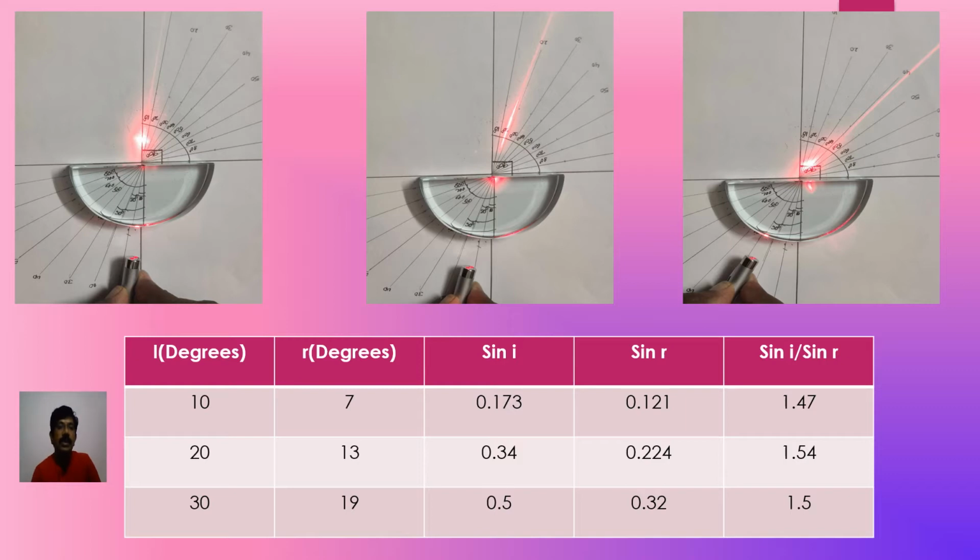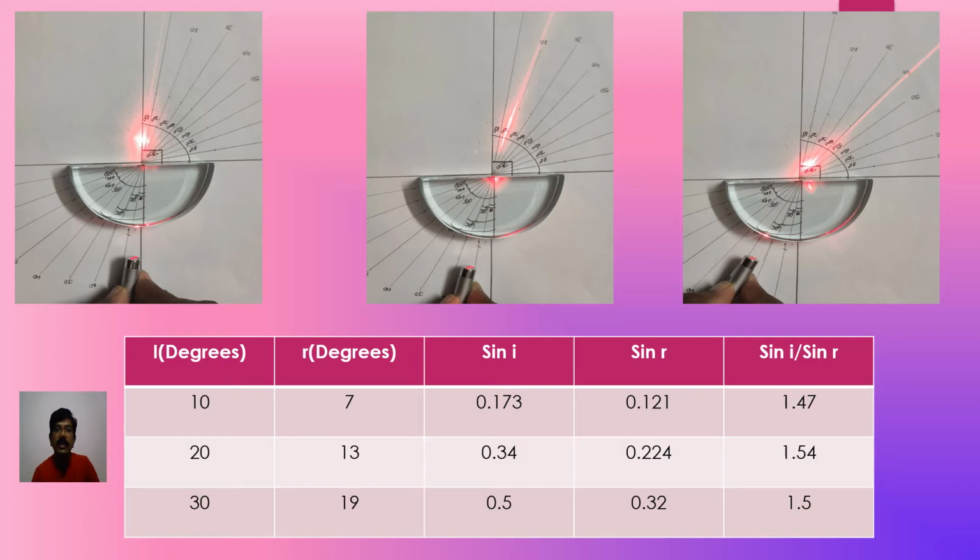Children, observe this one. The light rays are traveling from rarer to denser. Glass slab is the denser medium and this is the air. The light rays are traveling from rarer to denser medium for different angles of incident. When the angle of incident is 10 degrees, the angle of refraction is 7 degrees. When the angle of incident is 20 degrees, the angle of refraction is 13 degrees. When the angle of incident is 30 degrees, the angle of refraction is 19 degrees.